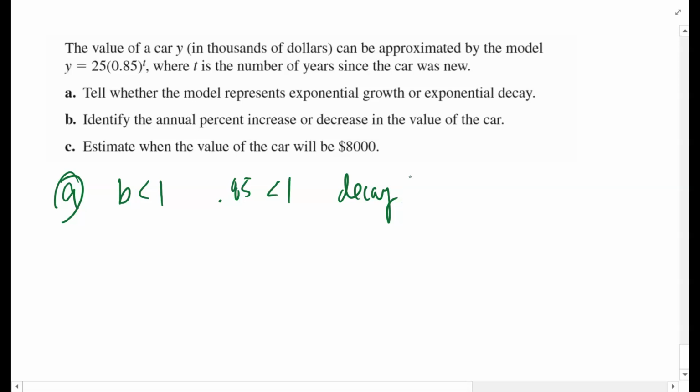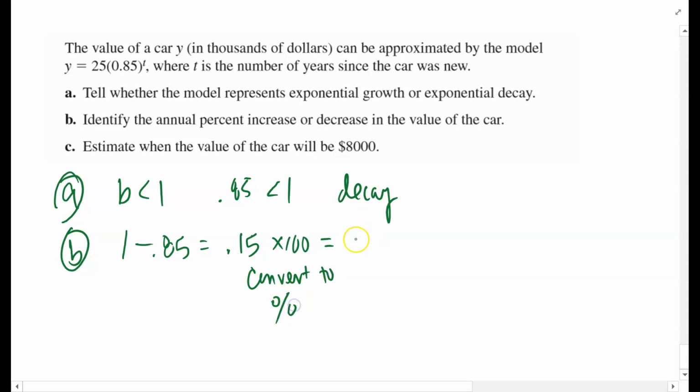Identify the annual percent increase or decrease. Well, we know it's decay, so it's a decrease. Be careful not to say a decrease of 85%, because it's not losing 85% of its value. It's losing 15% of its value. And we find that by taking 1 minus our growth factor, or in this case, decay factor, and we get 0.15. And if we multiply that by 100 to convert it to a percent, then we're going to get 15% decay.